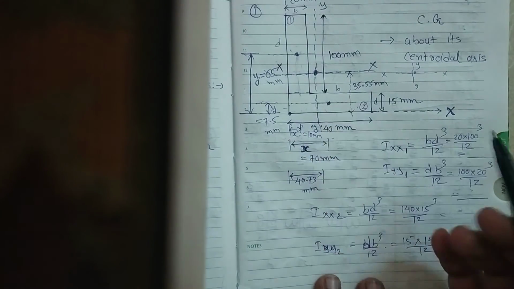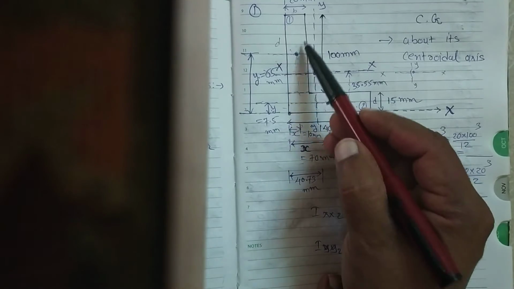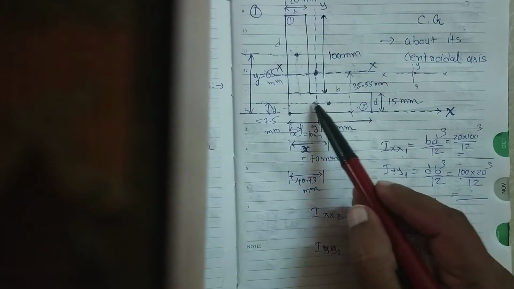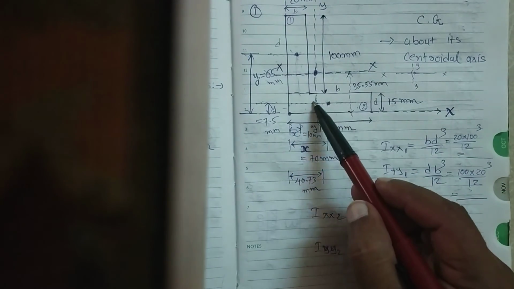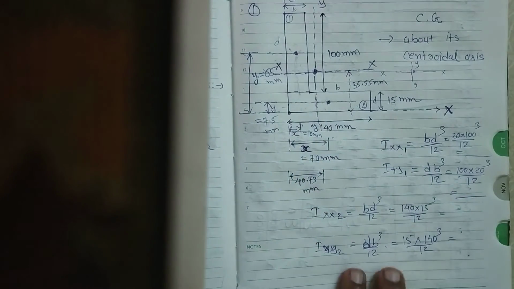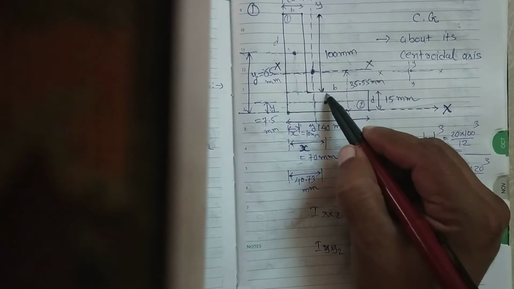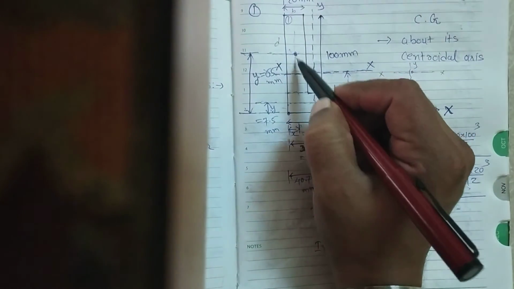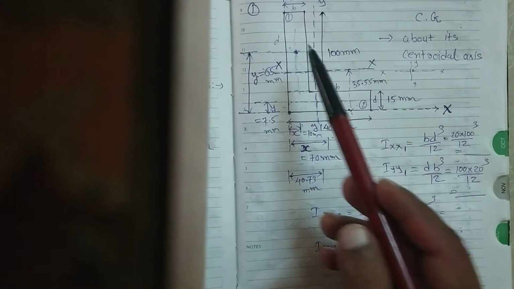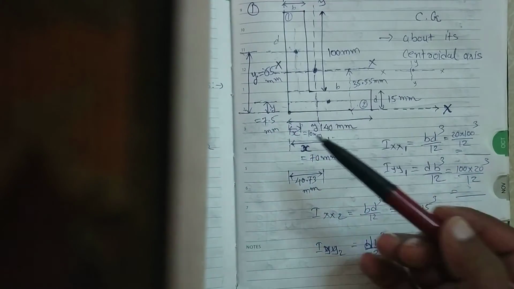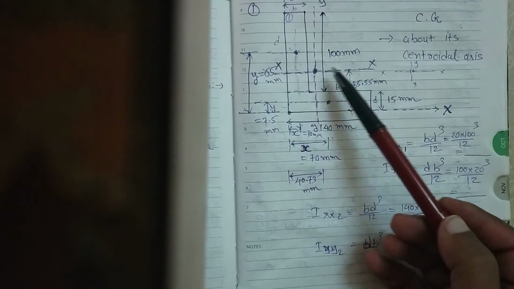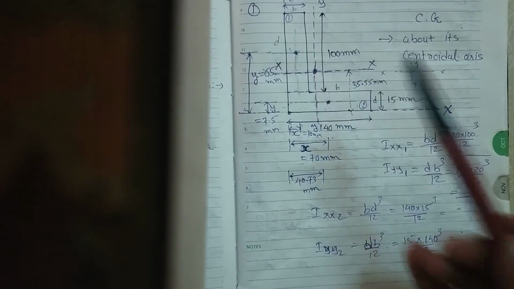Ixx1 is the moment of inertia of section 1 about an axis passing through its centroid. Here is the Ixx of section 2, the moment of inertia of section 2 about an axis passing through its centroid. And Iyy means the vertical axis, which is passing through this centroid. So these are the moments of inertia of these two different sections about an axis passing through their own centroids. But we have to calculate the moment of inertia of the entire section about an axis passing through the centroid of the entire section.